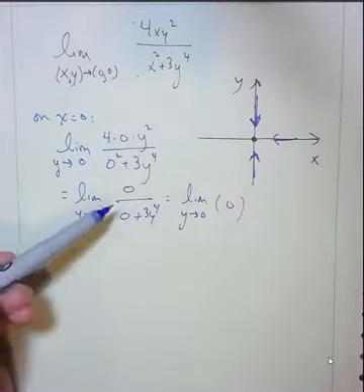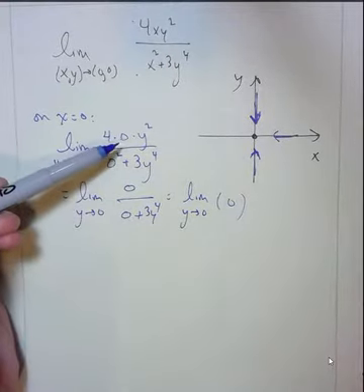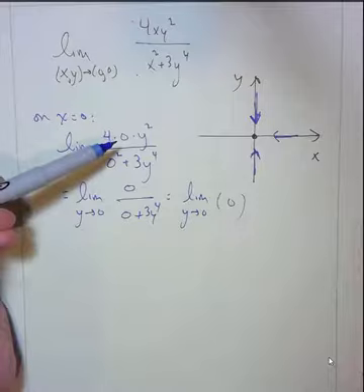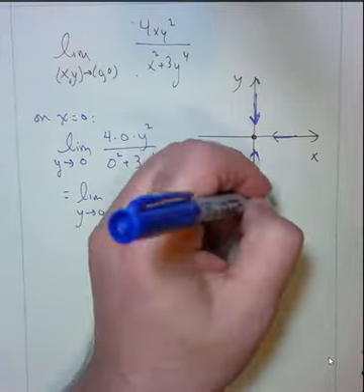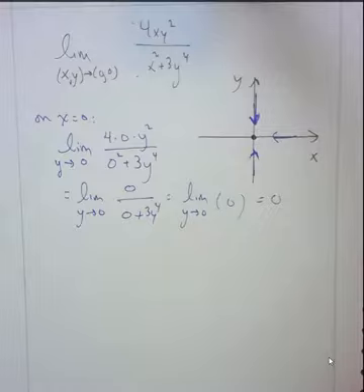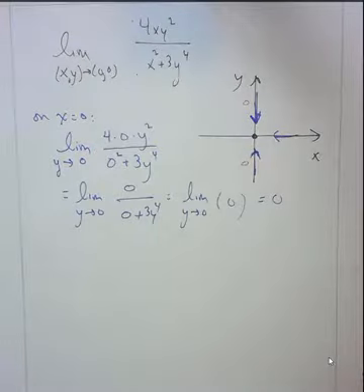Okay, so the function itself is reducing to the 0 function because this numerator is just flat, plain old 0 when we're on the path x equals 0. And this limit is 0. So as we are approaching the origin along the path x equals 0, the limit value that we get is 0.